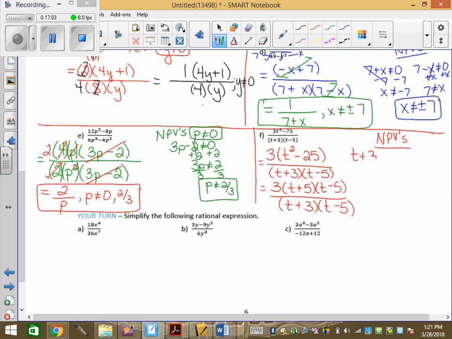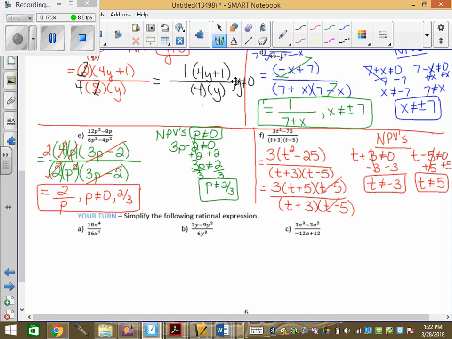T plus 3 cannot equal 0. T minus 5 cannot equal 0. Subtract 3. T cannot equal negative 3. Add 5. T cannot equal positive 5. Once we state our NPVs, now can we cancel? Yes. So the t minus 5's cancel.